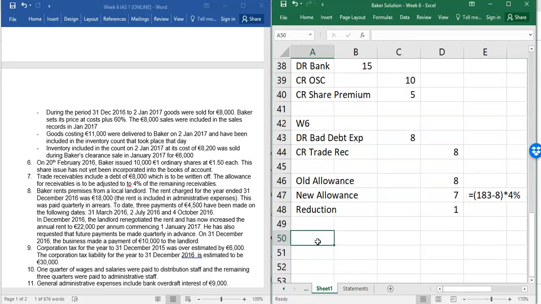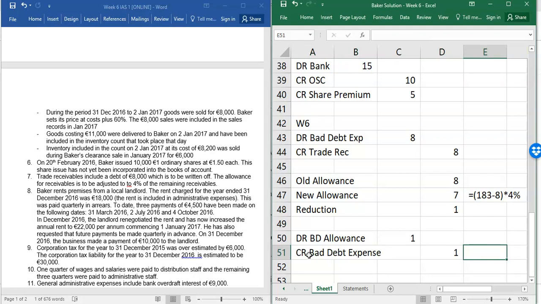So how do we reduce the allowance? We're reducing a credit balance. You debit the bad debt allowance. You debit it by 1. That is debiting a credit balance, so it's going to go from 8 down to 7. And this is a good movement, a reduction. So you're going to credit your bad debt expense of 1. Crediting the expense is reducing it.